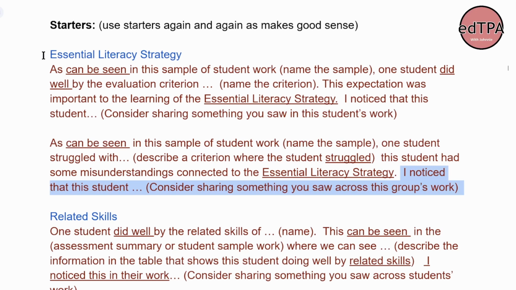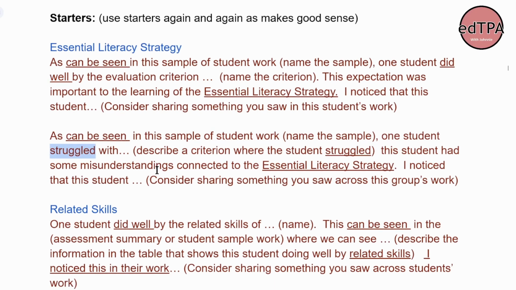Evidence again. So this was essential literacy strategy, what they did well by, and then the second one is what they struggled with, essential literacy strategy.